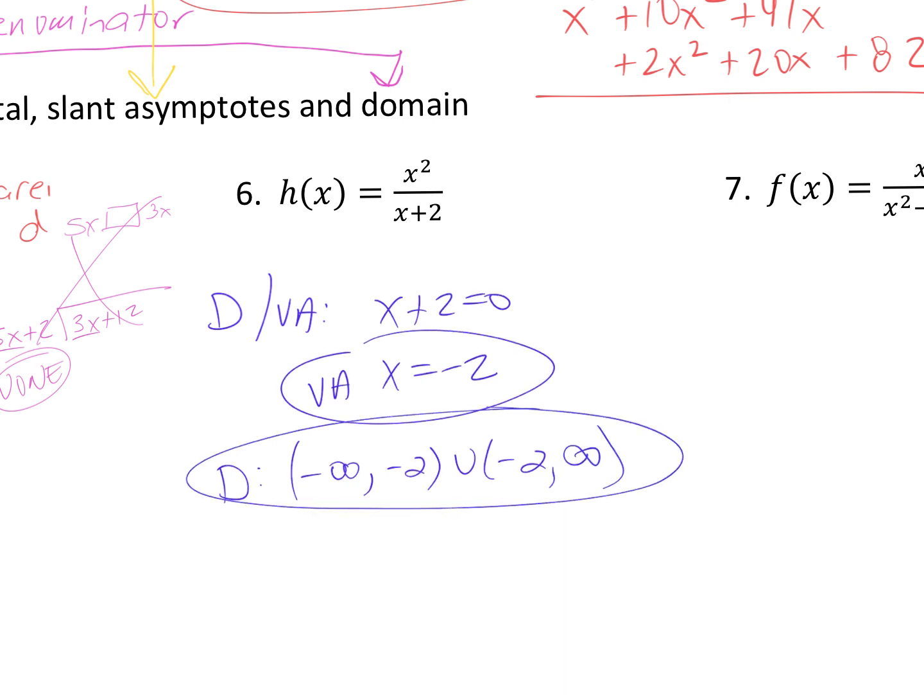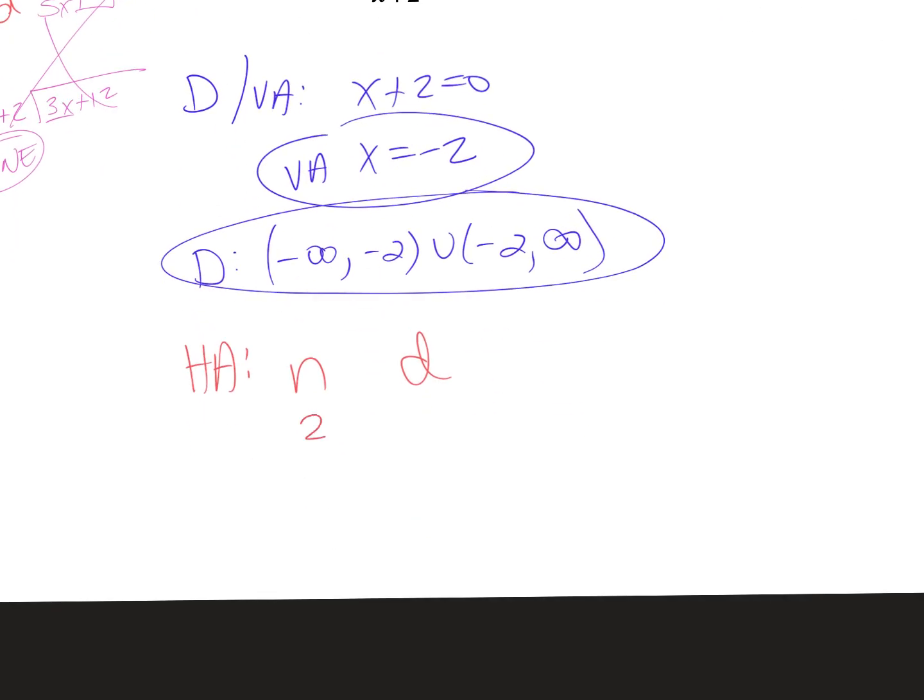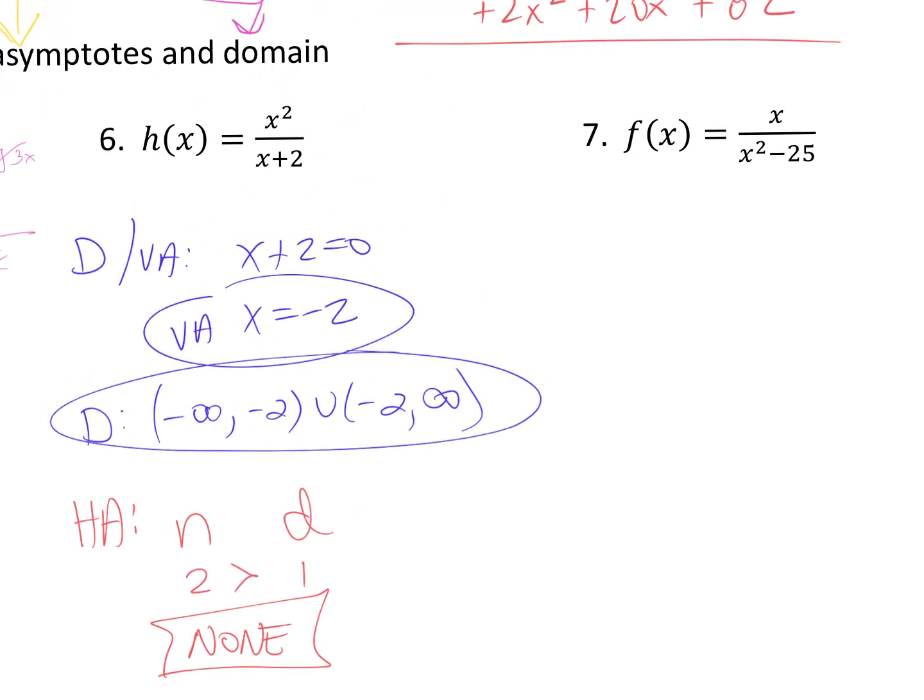How do you find the horizontal asymptote? You compare numerator and denominator. What's the degree of the numerator? 2. What's the degree of the denominator? 1. 2 is greater than 1. So there's no horizontal asymptote. If you know there's no horizontal asymptote, what do you know there is? A slant. How do we find slant asymptote?